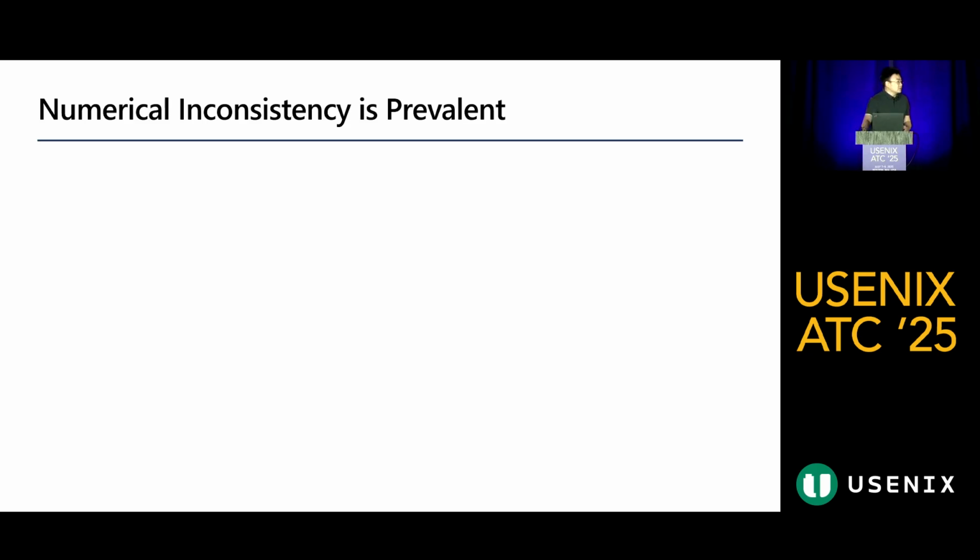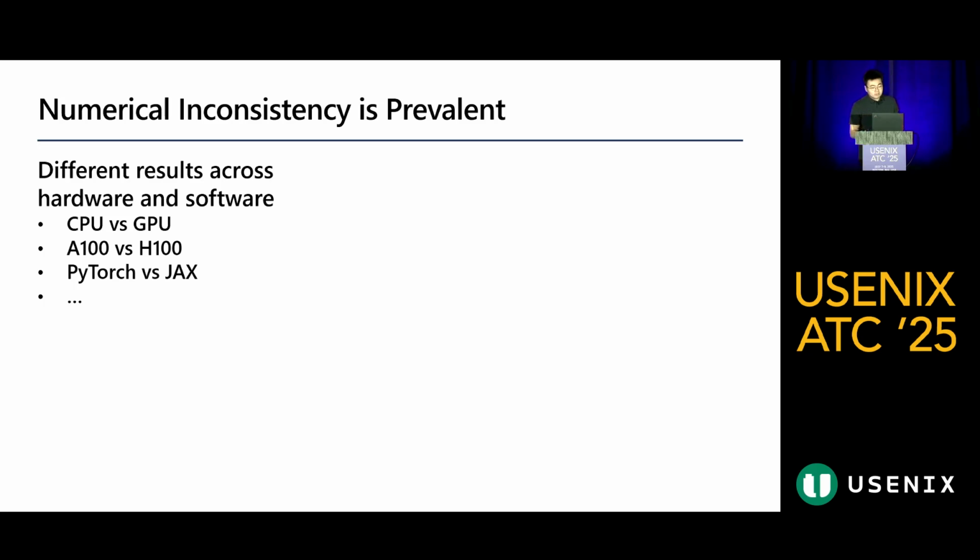Numerical inconsistency is very prevalent. First, different results across hardware and software. We will see many different settings. For example, deploying the same model on CPU versus GPU, or on different GPU specs, for example, A100 versus H100.